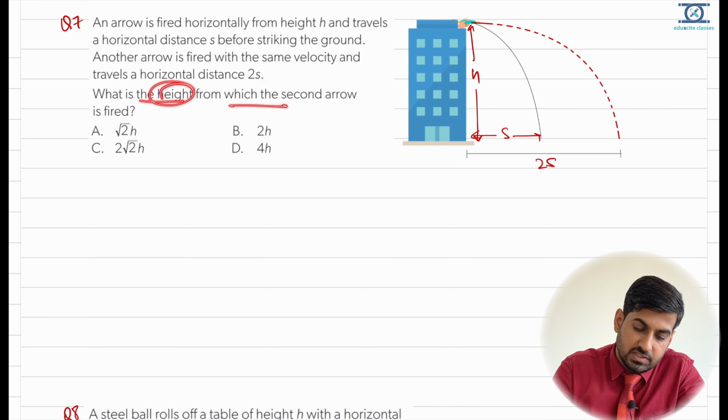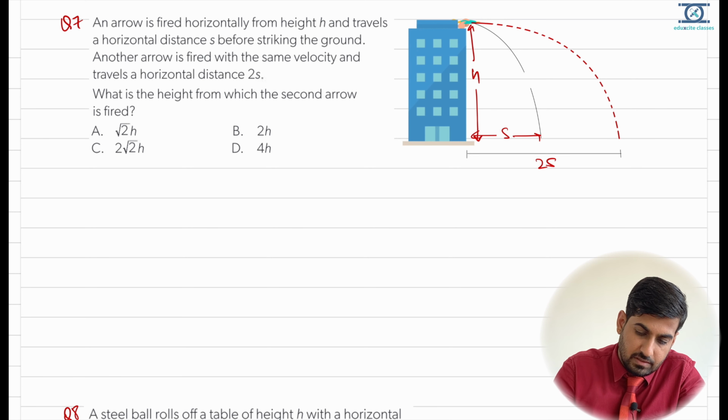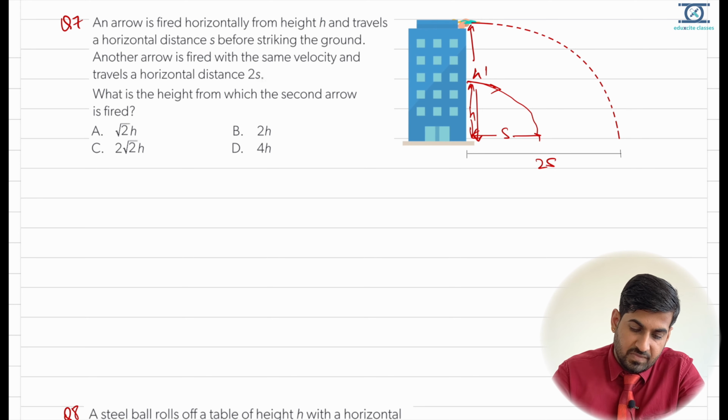What is the height from which the second arrow has to be fired? I don't know the height, so I don't know from where it should be fired. I have to calculate the height. So let us say this is h dash and the other one was h, just assuming this. So it was like this. So if it is 2s, then I have to find out. First of all, using this h, I can find out.